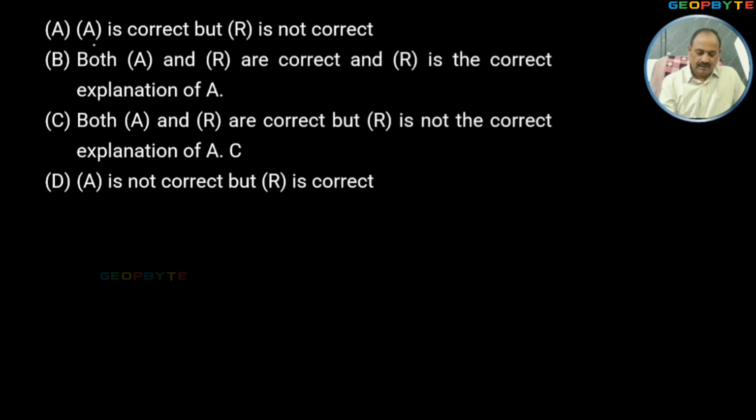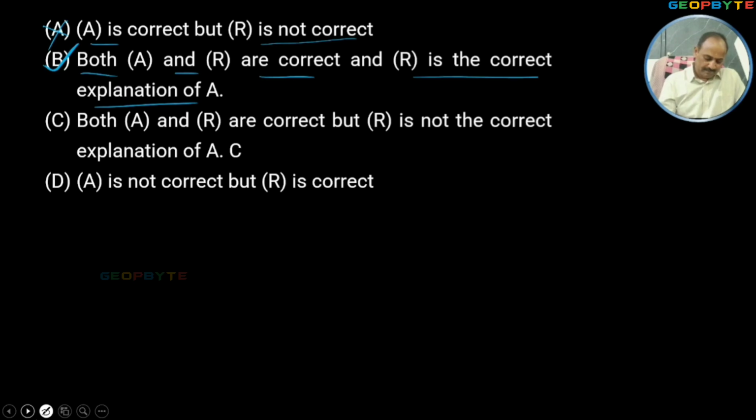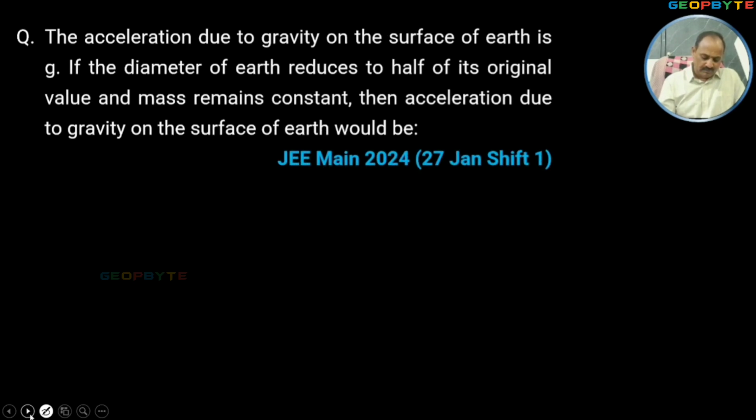Therefore, look at the options. A: A is correct, but R is not correct. No. Look at B: both A and R are correct, and R is giving the correct explanation. Yes. Option B is absolutely correct. Understood clearly? Yes. Then look at another important problem.